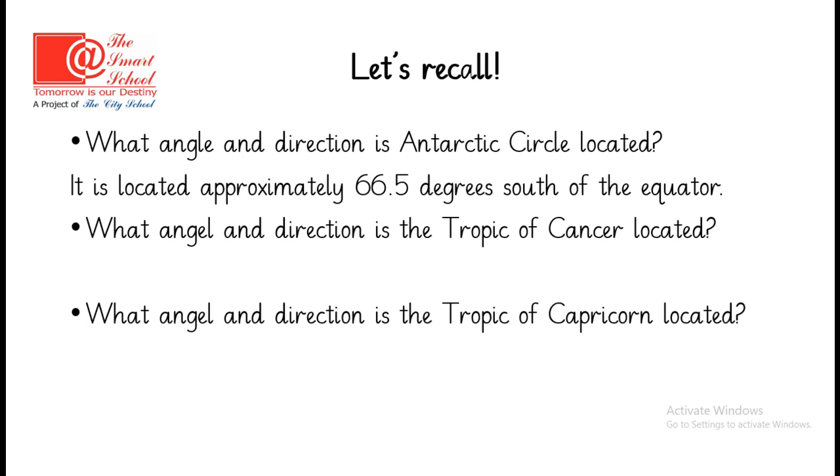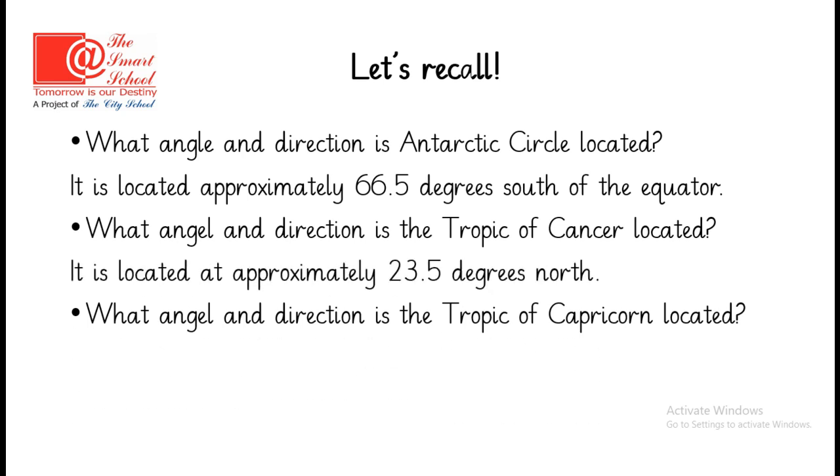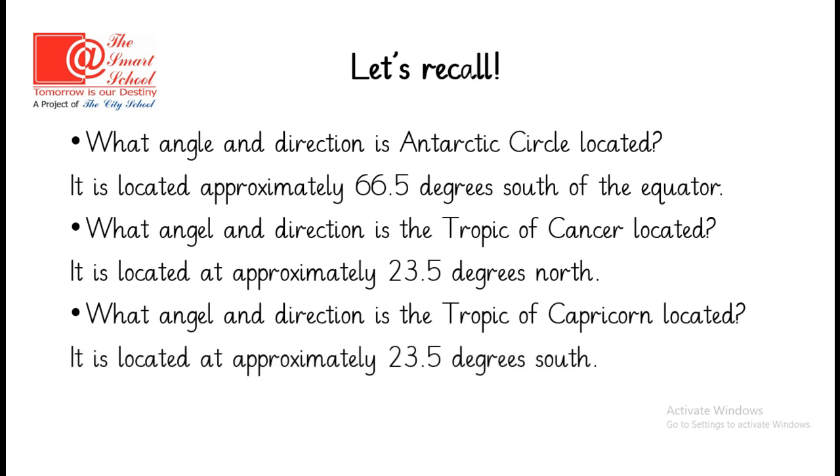What angle and direction is the Tropic of Cancer located? It is located at approximately 23.5 degrees north. What angle and direction is the Tropic of Capricorn located? It is located at approximately 23.5 degrees south.